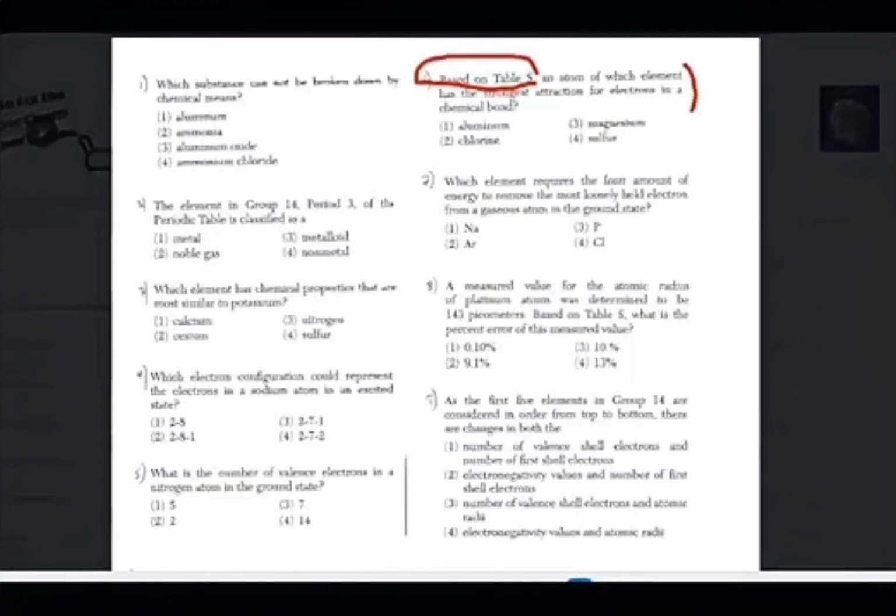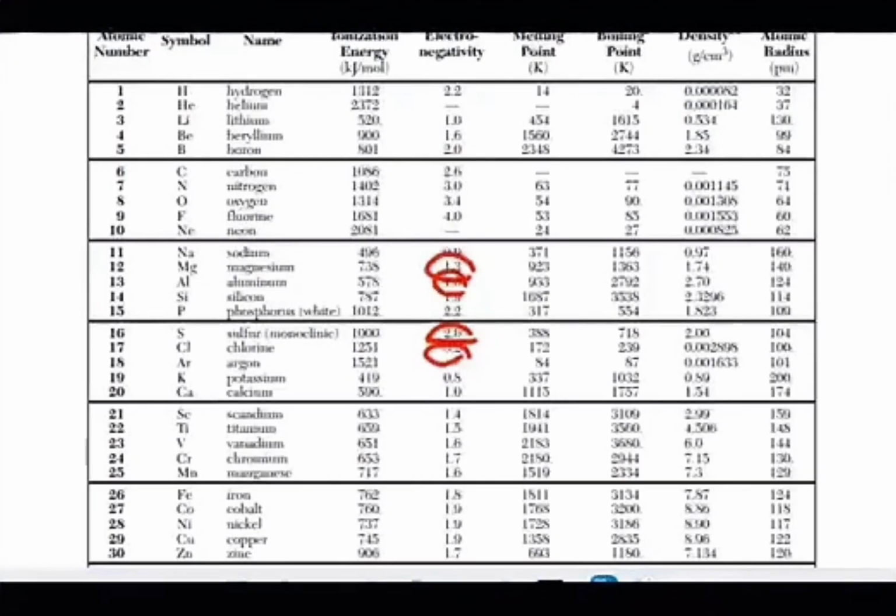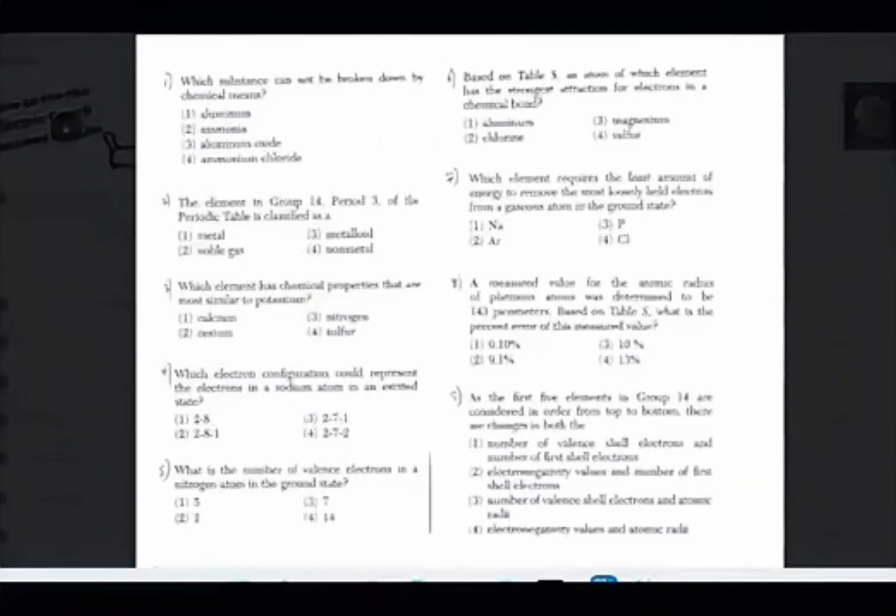All we need to do is take these 4 elements, look them up, and we're looking for the highest electronegativity value. Fluorine, you might remember from class, is the most electronegative, but let's check these out. Okay, I just found electronegativity. I circled the 4 choices for aluminum, chlorine, magnesium, and sulfur, and sure enough, chlorine has the highest value at 3.2. That's your answer. That means it was choice 2 for question 6, which was chlorine.